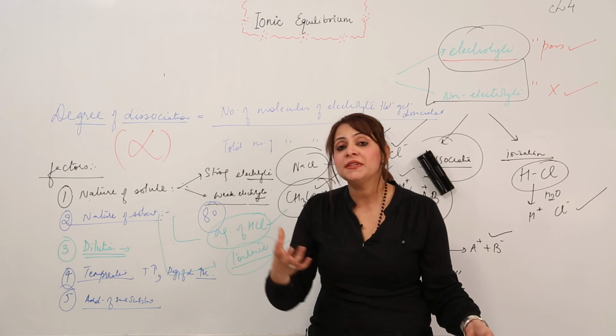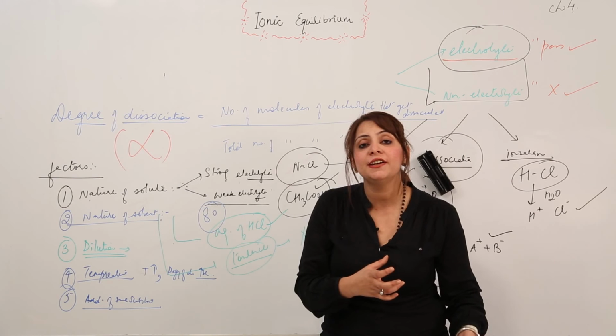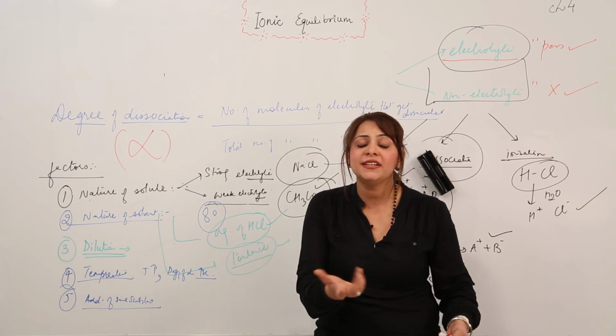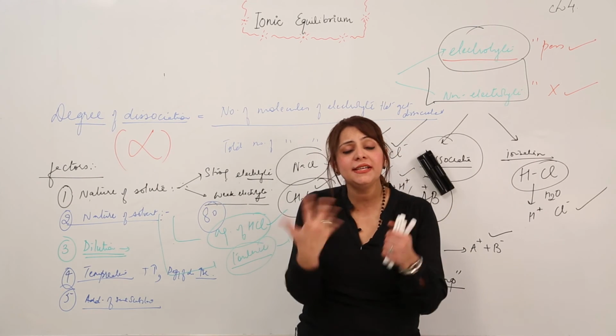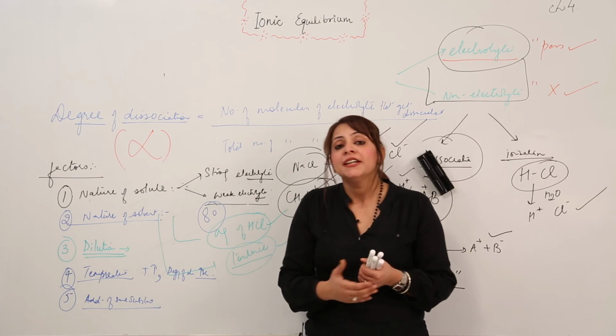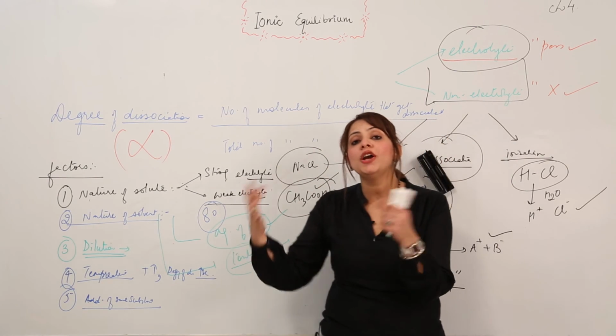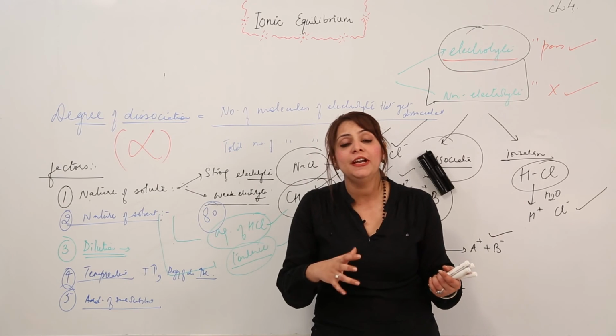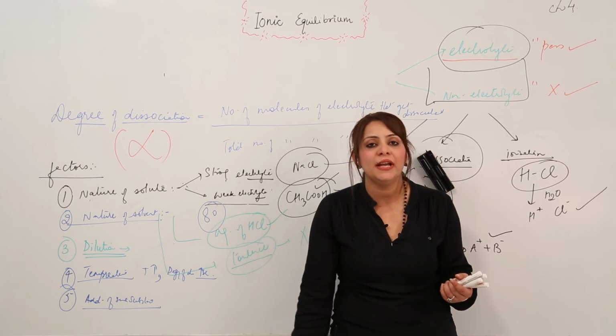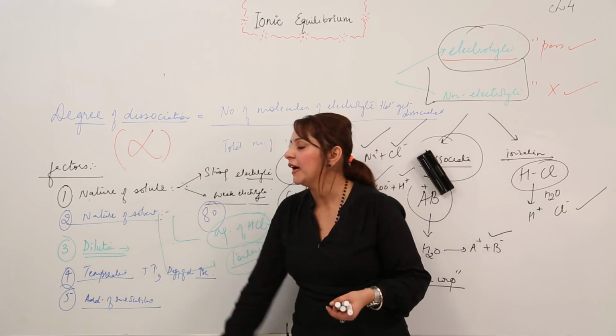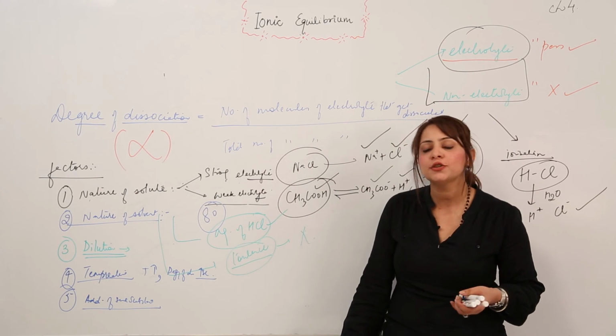But a few substances increase the dissociation, so they are increasing the degree of dissociation. That means the degree of dissociation might increase or decrease depending upon the substance or electrolyte which we are adding to a given electrolyte, right? So these are the five factors on which the degree of dissociation depends.